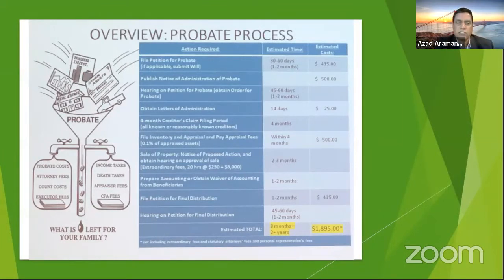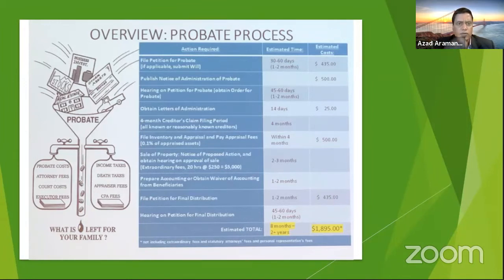Your entire assets go into probate, and there are multiple people, systems, and different layers who live off that, so there's a huge cost. Look at it pictorially: probate costs, attorney costs, court costs, executor costs, income taxes, death taxes, appraiser costs, and CPA fees. All that. After that, what comes is a trickle of your assets to your kids over a period of time. The cost can be pretty high if it goes into probate.